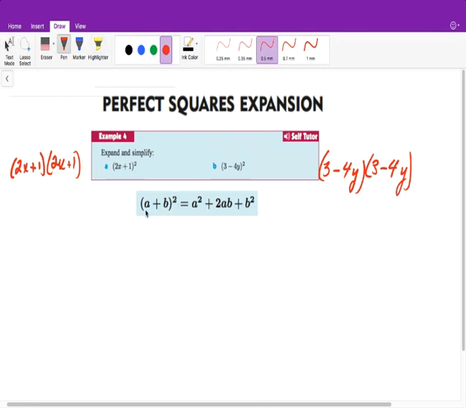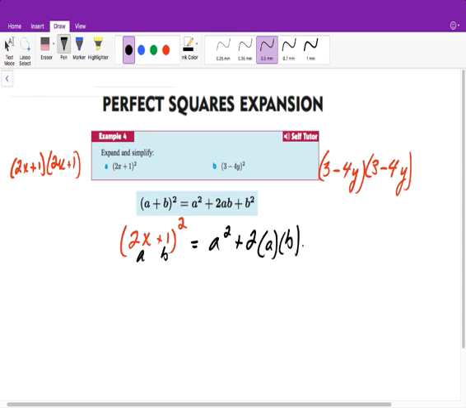We need to denote these as letters A and B. And then so it's (A + B) squared is equal to A squared plus 2AB plus B squared. All right, so let's go ahead. So the first thing that we will do for this (2x + 1) squared is we are going to label the first one as A and the second one as B. And this is then equal to A squared plus 2 times A times B plus B squared. Right, so we just substitute in.